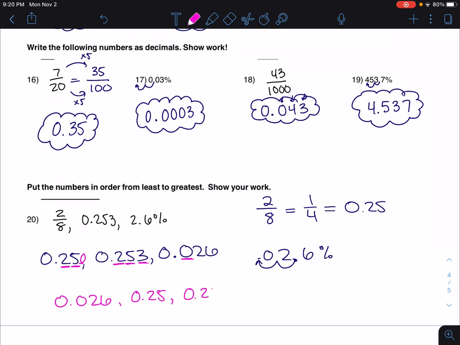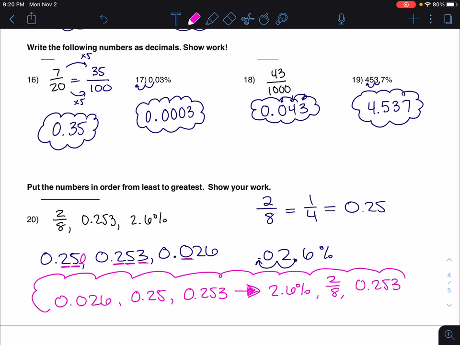And then 0.253. So if I want to write it with the original values, it's going to be 2.6% as the smallest number first. 2/8 should be in the middle, and then 0.253 should be at the end. I would accept either way that you wrote these. It is completely up to you.